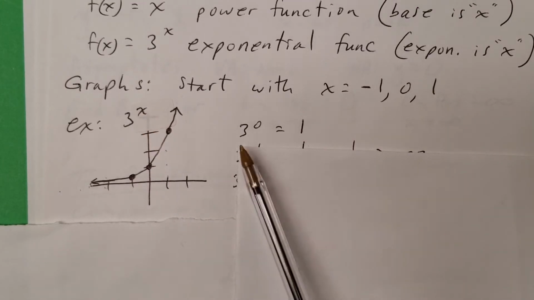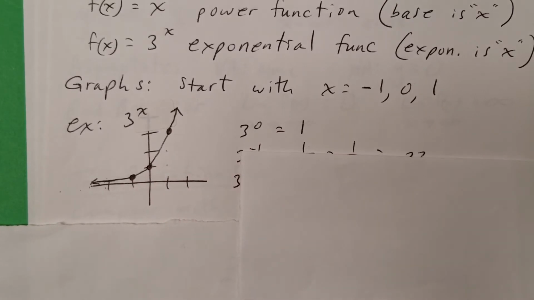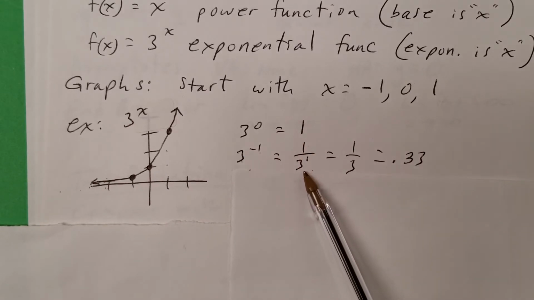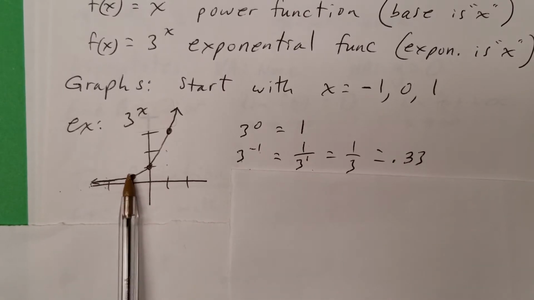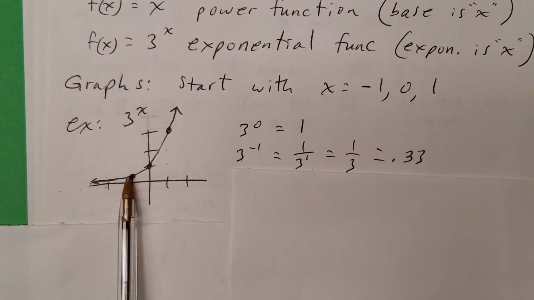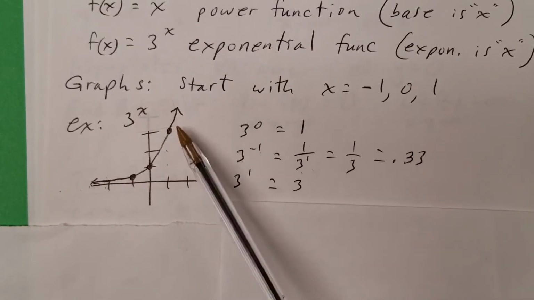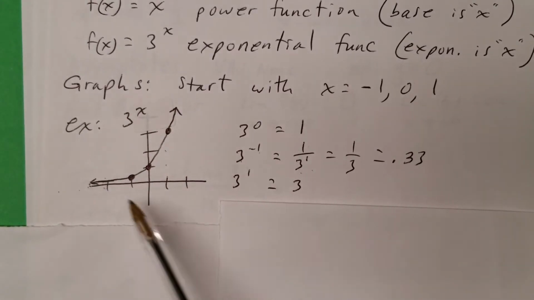I did 0 first, so 3 to the 0, anything to the 0 is 1, right? And what about x equals -1, right? Well, 3 to the -1 is really 1 over 3, which is 0.3. So at -1, we don't go halfway up, we only go a third way up. What about x equals +1? Well, 3 to the 1 is 3. So we can see what the exponential functions look like. They're going to look like this, right?